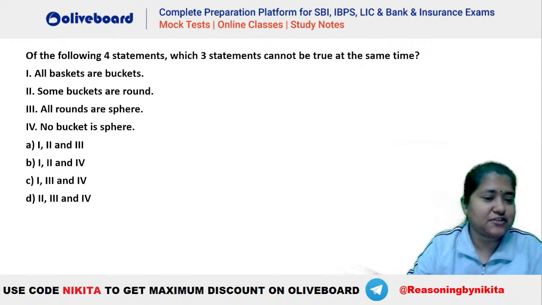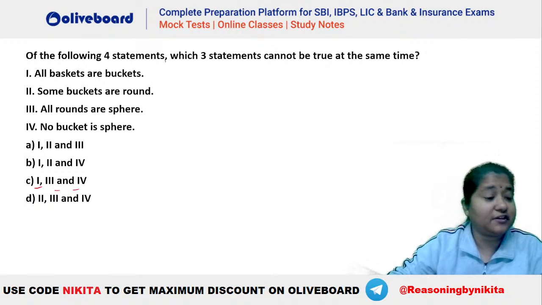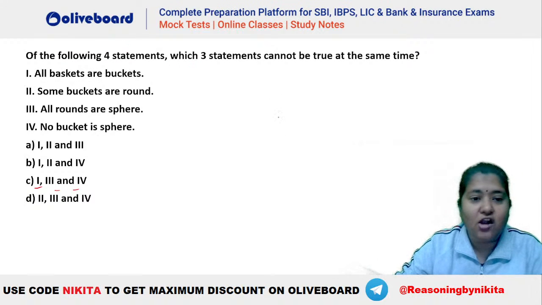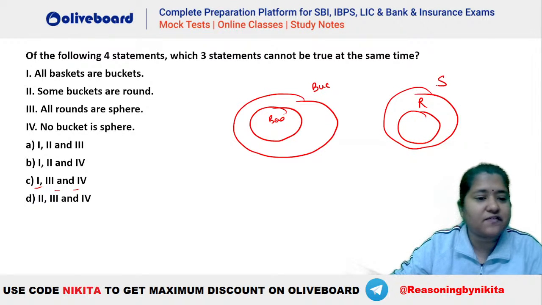Okay, Abhinav says it should be C, that is this one. So 1, 3 and 4. Can we draw 1, 3, 4 together? Let's understand. All baskets are buckets. Let's say this is basket here, this is bucket here. So all baskets are buckets will be something like this. Add the third one, all round are sphere. So you can see these are not connected to each other. All round are sphere will be like this.